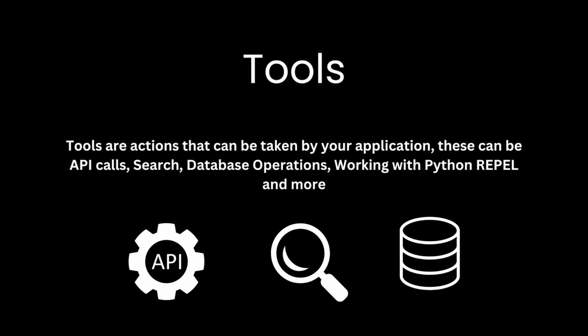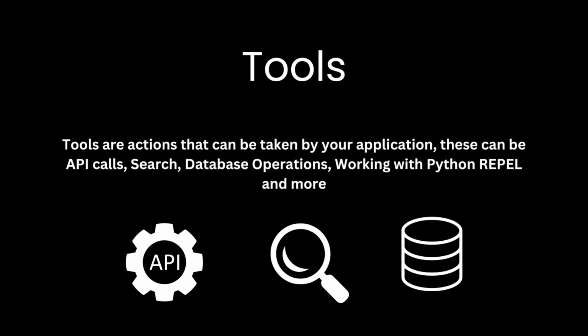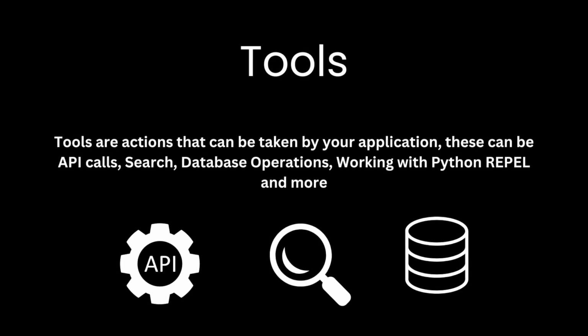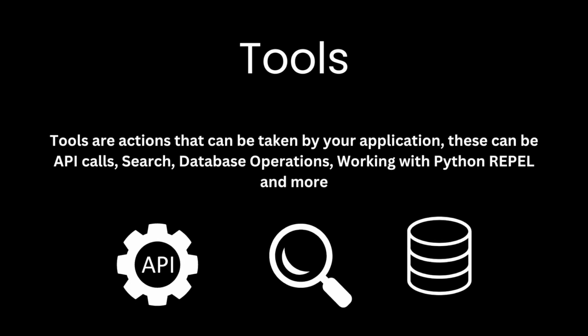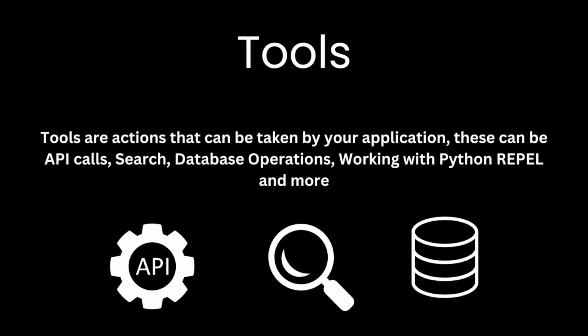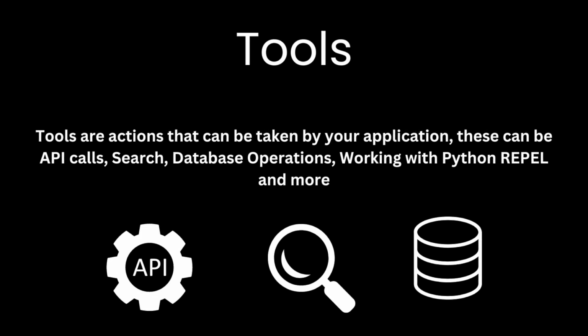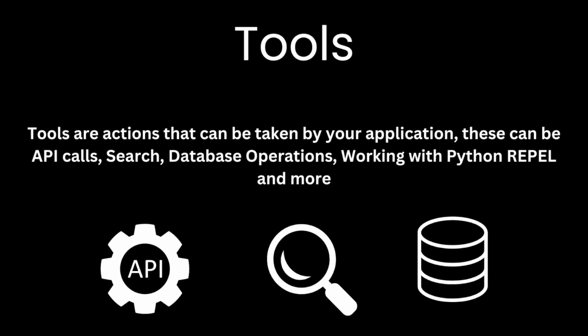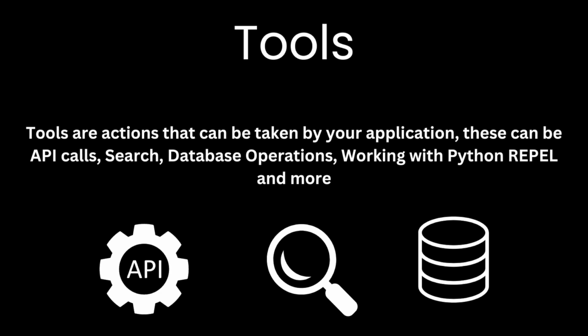Now, the second concept is tools, which is basically what actions you can take, or execute. So this could be search, this could be an API call, it could be a database read and write, or any other actions that you have. Now, typically Langchain comes pre-built with a ton of tools, but you can also build your own custom tools, as you would see in this particular video.